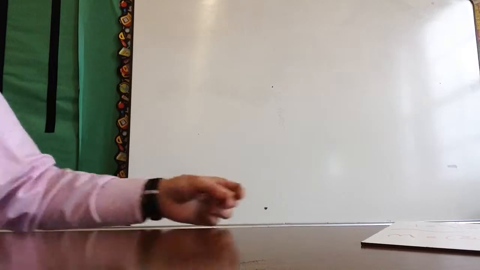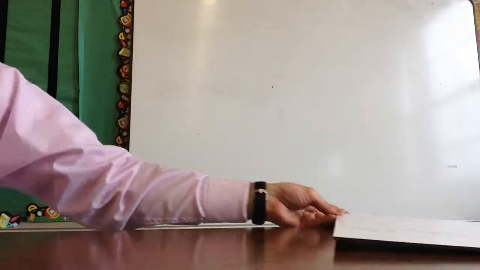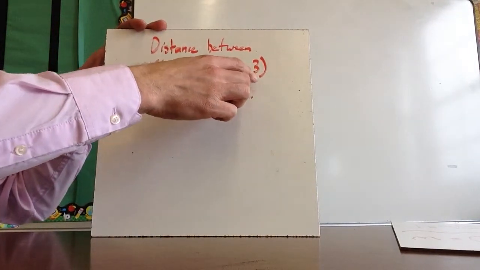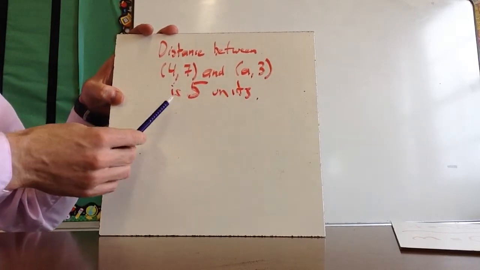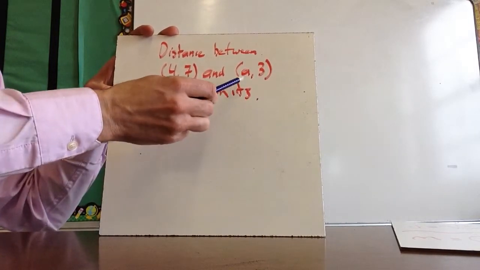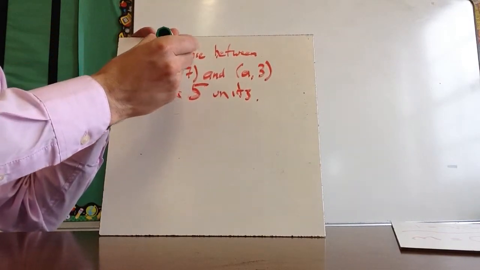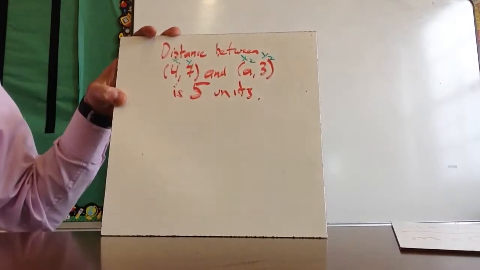All right, now let's talk about another way that we might use the distance formula, and that is a problem like this one. The distance between (4, 7) and (a, 3) is 5 units. So in this particular problem, instead of finding the distance, they gave us the distance, and we need to find the x value. So we know that we'll call this one x1, y1. We can call this x2, y2.